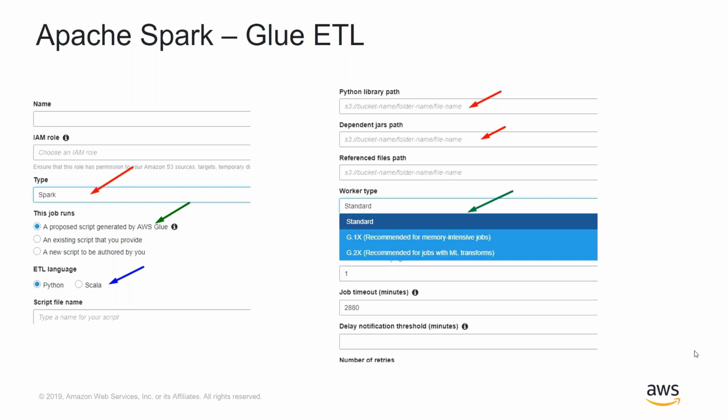We have the standard node, and then we have 2 additional nodes. The standard node gives you 16 gigs of RAM, and the G1X and G2X give you magnitudes more RAM than just 16 gigs. So you have the flexibility to pick what type of node you want based on the jobs that you're trying to run. Then the rest of the screen should look fairly familiar with Python shell, which is the timeout, number of retries, so on and so forth.